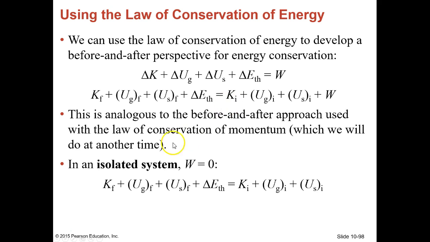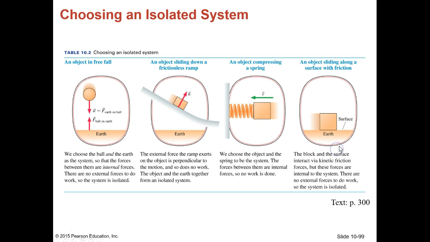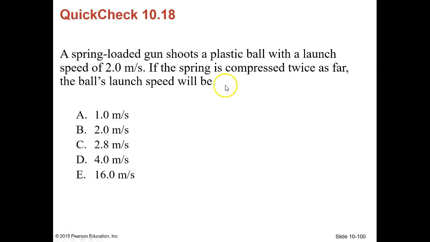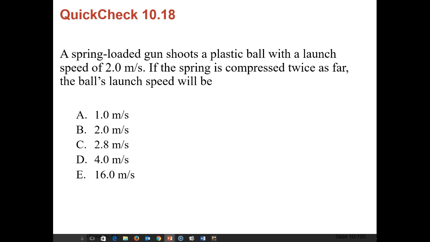in a system. In an isolated system, there should be no work done at all because there's no work going in or out. And so we say that the energy before should be equal to the energy after, and that is the law of conservation of energy. If I want to choose an isolated system, I can do a lot of different things. They show you some different examples here of different isolated systems, so I'll let you take a look at those and read through those. Let's take a look at a quick check.